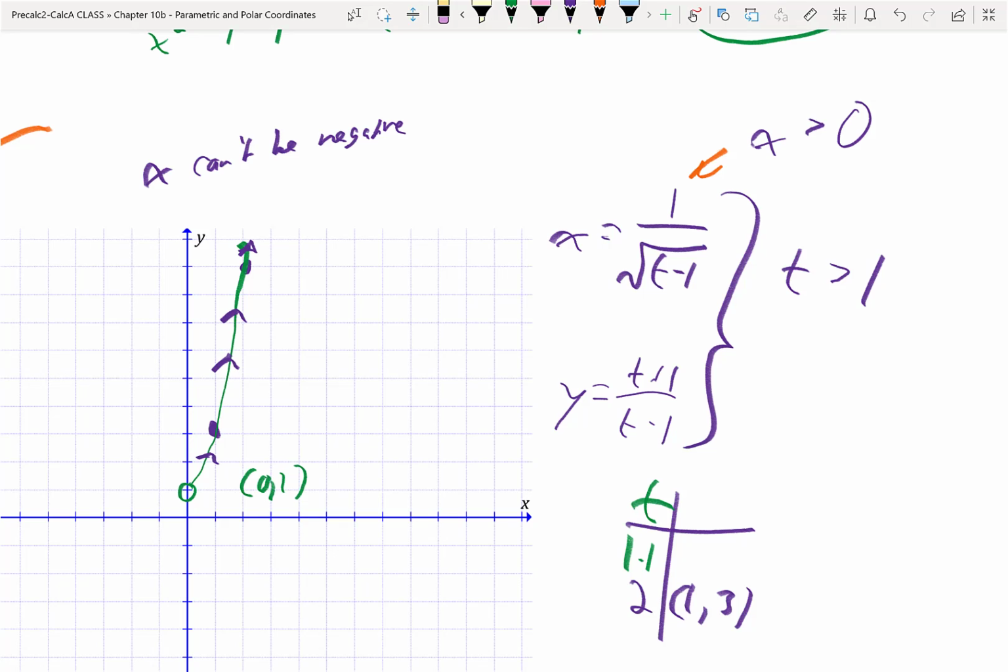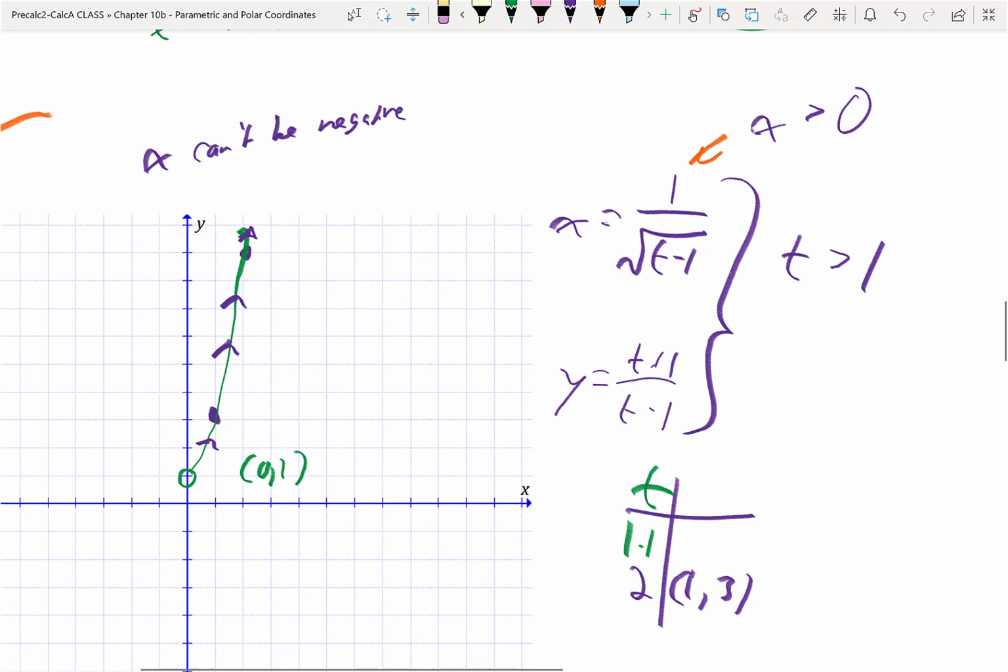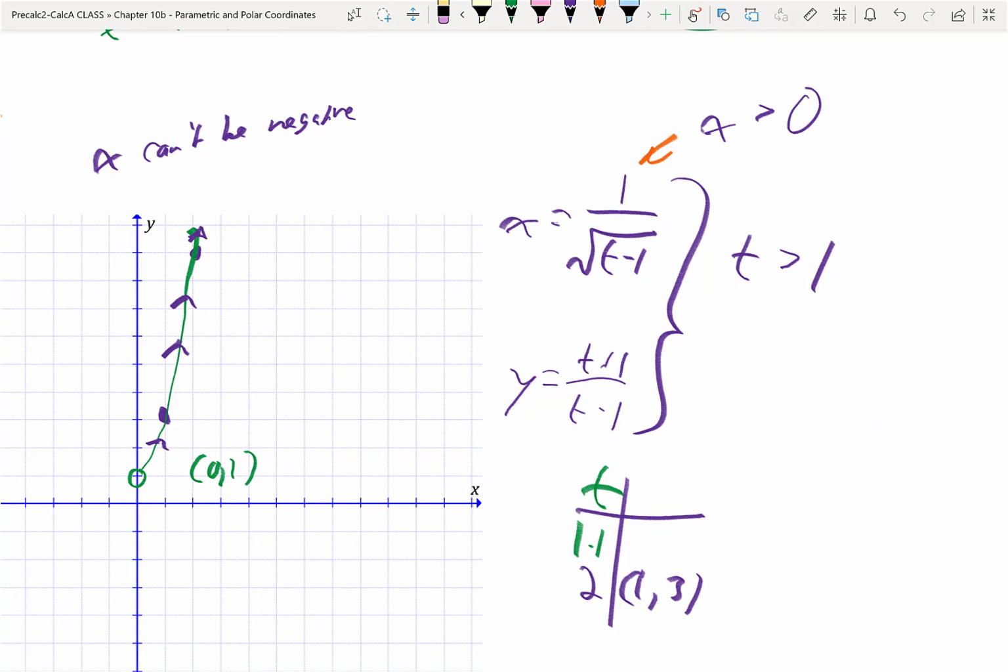Yes, Ethan? As t gets bigger, when x approaches 0, so why are the arrows going up instead of closer to 0 as t gets bigger? As t gets bigger, you get closer to 0. Your x value does that. You're right. And I'm going to redo how I say this next year. This does go the other direction. You do get asymptotically closer to 0.